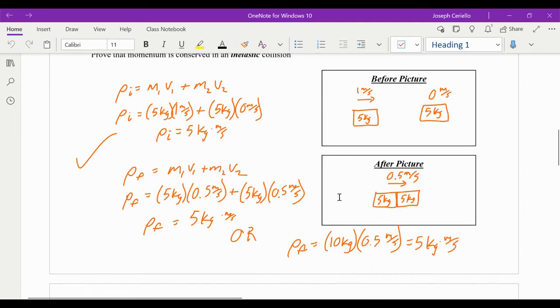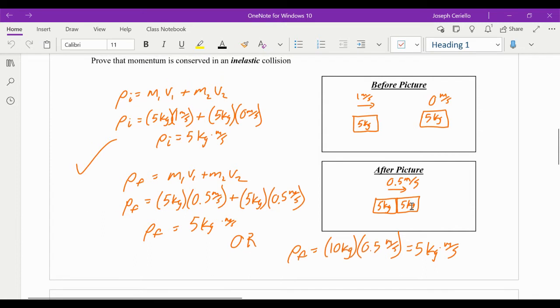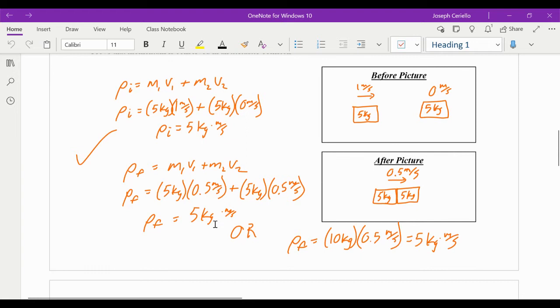Now, looking at the final momentum of the system, well, now the objects stick together, an inelastic collision. So when two objects stick together, we know that they have the exact same velocity. So mass times velocity is 1. They each have a mass of 5 kilograms, and they each have a velocity of 0.5. So 5 times 0.5 plus 5 times 0.5 is 5 kilograms times meters per second.